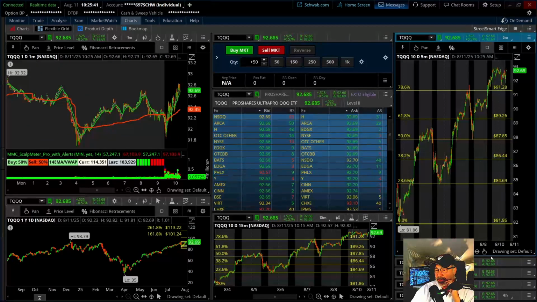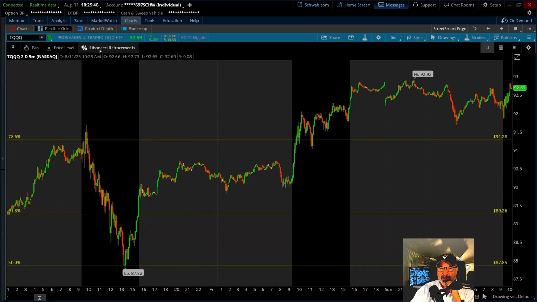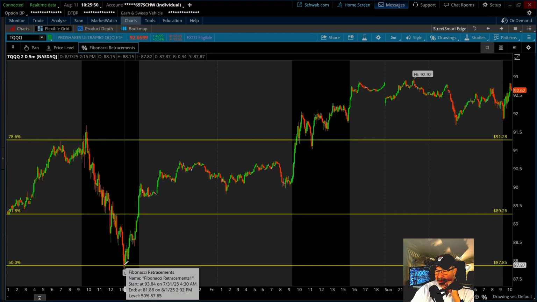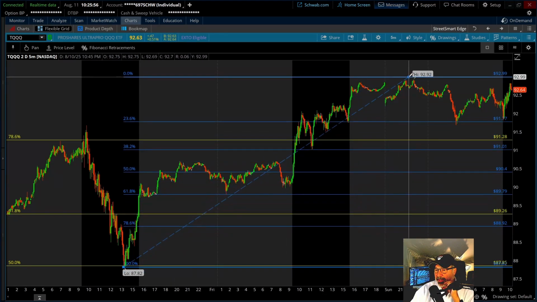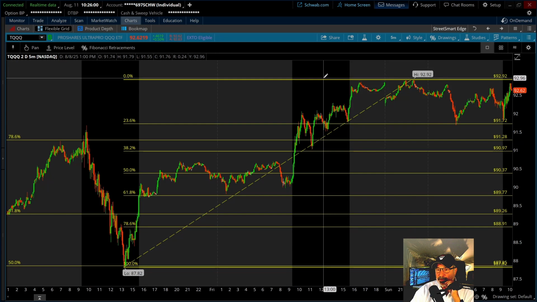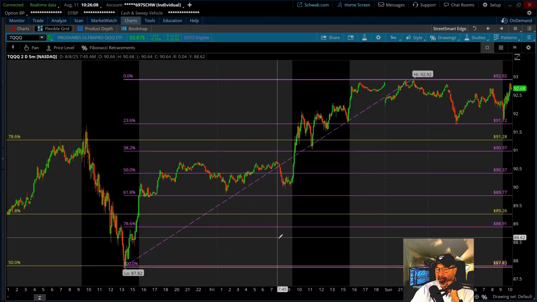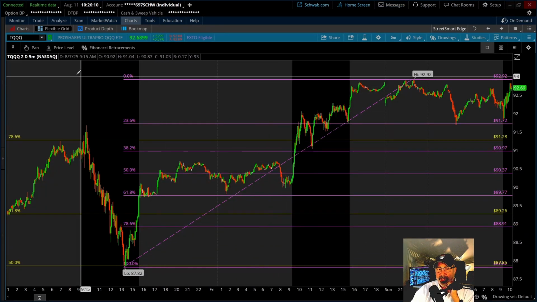Then the other way we do it is on a 5-minute, 2-day chart. You do the fibs again, and you set it where it was, so that's 82, and we'll go up to 92.92. And we'll go ahead and make that a different color, just so we don't get confused as to what's a 2-day Fibonacci level and what is a 10-day Fibonacci level. Now we have more channels, right?